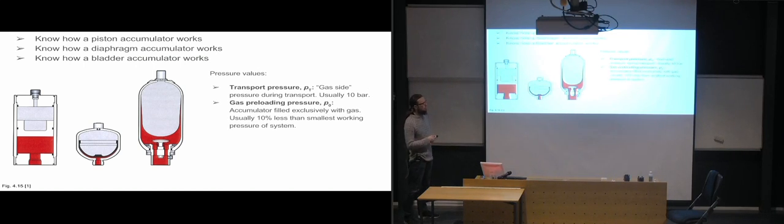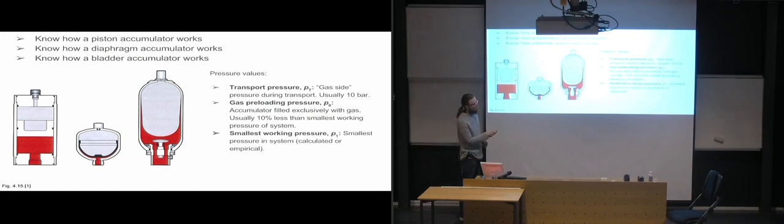And then you have what's called a pre-loading pressure, where you fill the accumulator with only gas, and it's usually 10% less than the smallest working pressure of the system. Because if you have 100 bars operating pressure in your system, and you want to be able to fill this one up, if you have 101 bars inside your bladder, your hydraulic fluid isn't going to be able to push in, so it's not going to be able to compress it. So you have to have it a little bit less than the operating pressure of the system in order to make it work.